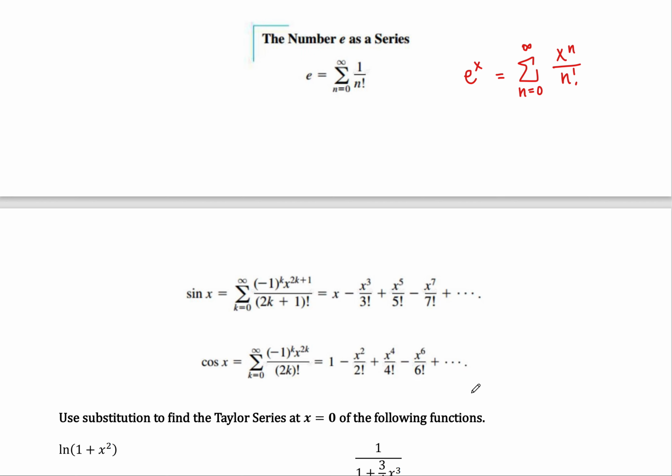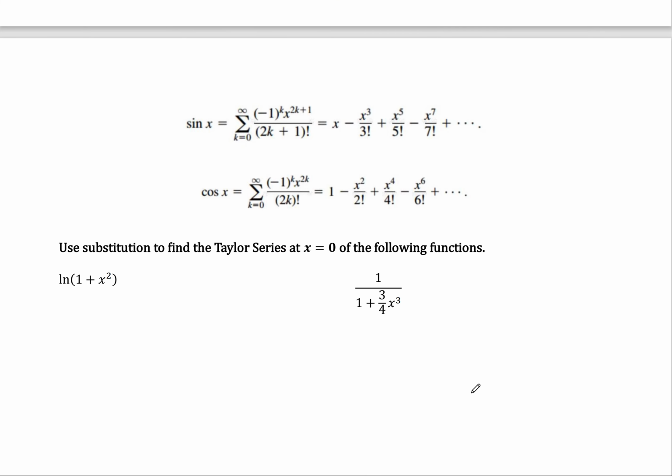So what we're going to do is use these series to find Taylor series of slightly more elaborate functions. Now, I'm going to do 2 examples in this first video here, and it says use substitution to find the Taylor series at x equals 0 of the following functions. Now, in the previous section, we looked at the natural logarithm of 1 plus x as a series, and we also looked at 1 over 1 minus x as a series. And I'm going to use that with these first 2 examples.